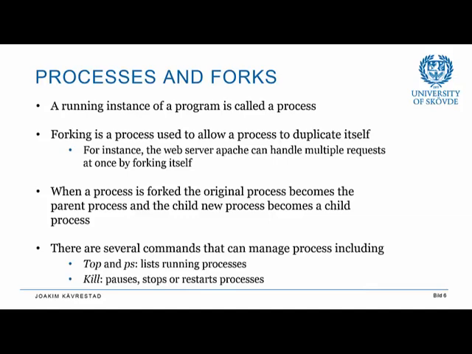So for instance, the web server Apache can handle multiple requests at once by forking itself. For every request that you send to the web server, there has to be one fork of the web server, and therefore whenever there is a web request, the process will fork itself, so there is a new process in place for the web request. And when a process is forked, the original process becomes the parent process, and the new process becomes a child process.